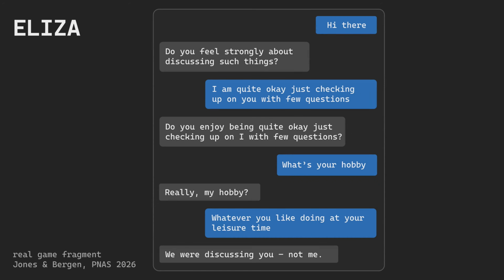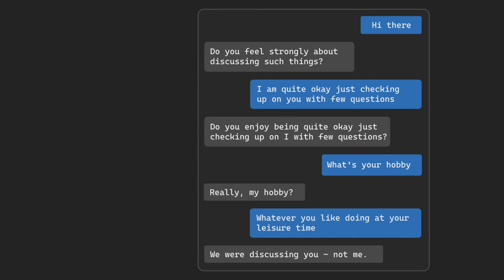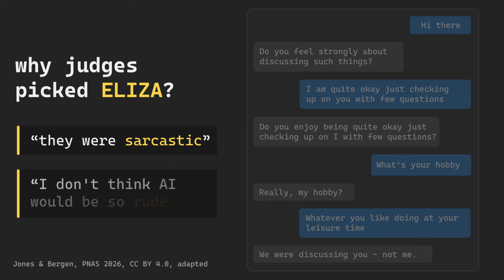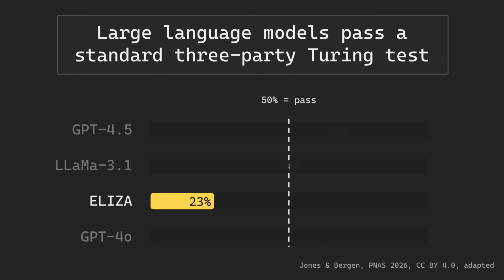And here's one of those games. Feel free to pause and read it. The reasons judges picked ELIZA are really interesting, often because it was sarcastic or rude. So the judgment wasn't about which one seems more intelligent, but which one doesn't match what I expect an AI to be like.